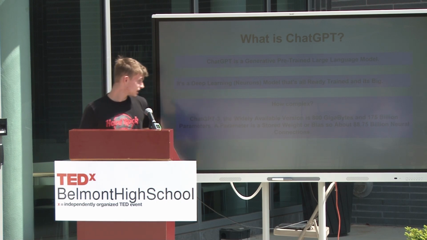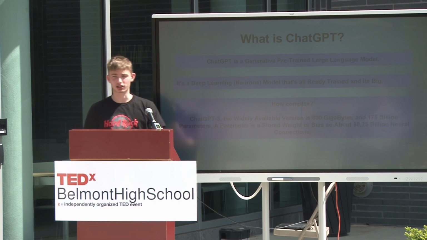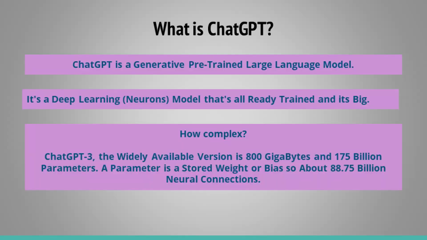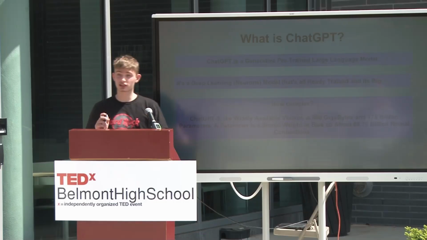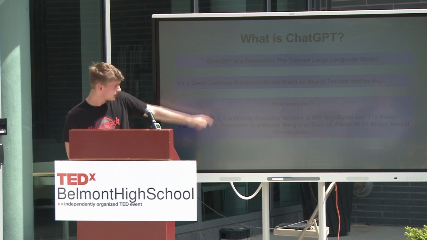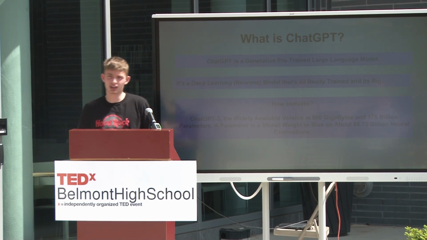The bigger version, ChatGPT 4, is 1 trillion parameters. This is the rumor. So what does the parameter mean? Well, a parameter is a stored weight or bias. So, with the 1 trillion parameters, we get about 88.75 billion neural connections. The average human has 1 trillion. So, it's about a tenth as smart as you are.